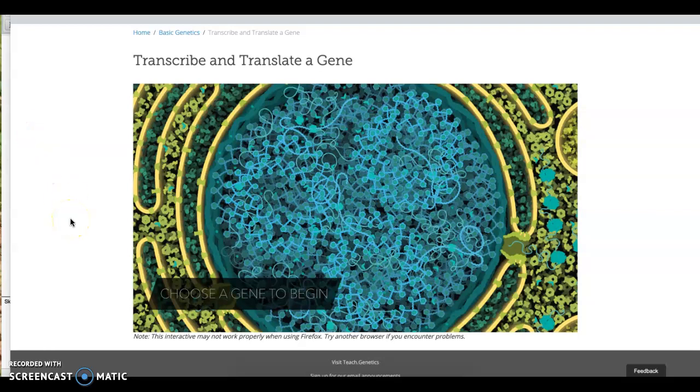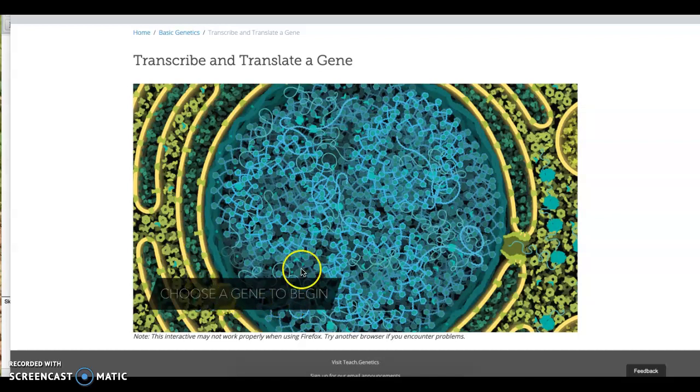Hey guys, I'm going to walk through the making a protein simulation. We're going to transcribe and translate a gene, which are some of our vocab words: transcription and translation. I'm just going to walk through the simulation with you to get you to know what you're doing.